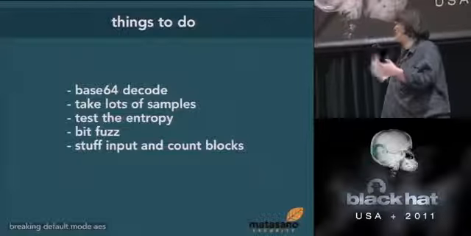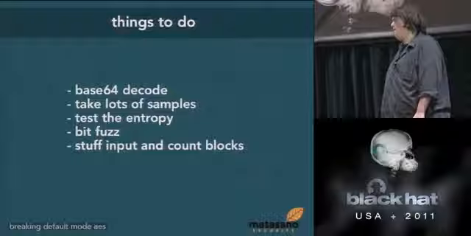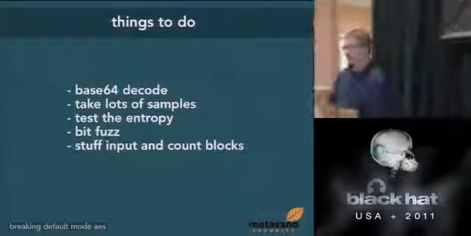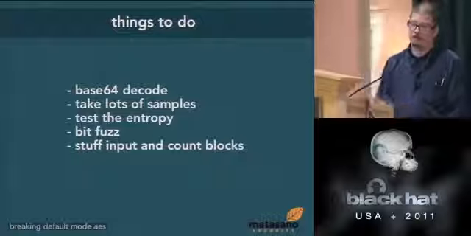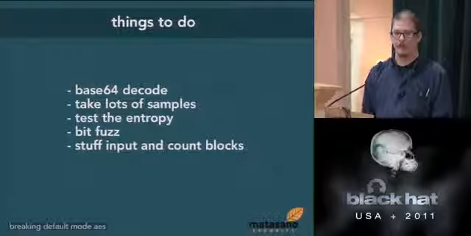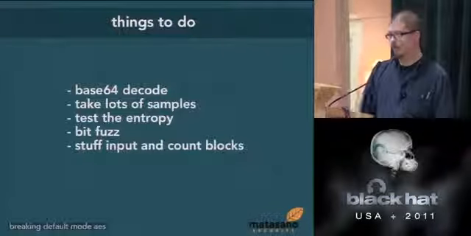So first, we strip off the base64 encoding and take a look. Then we run it through ent. Everybody can download it with random.zip. We see that it's got high entropy.